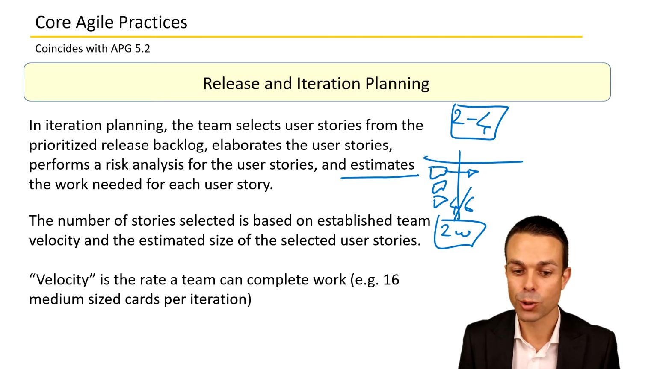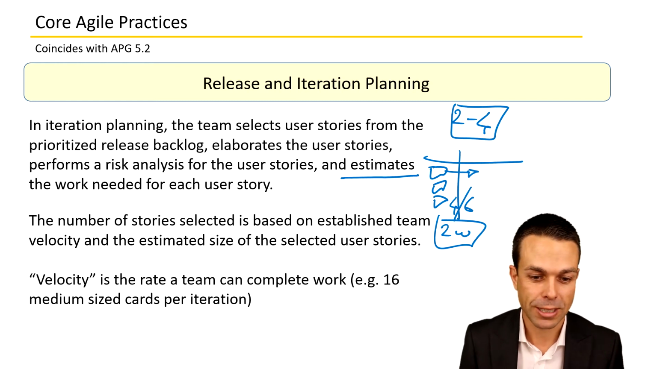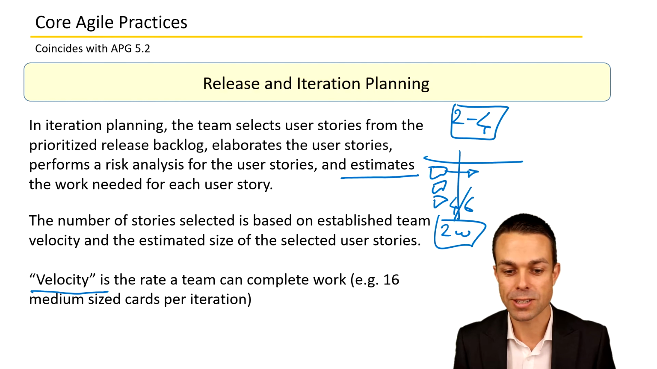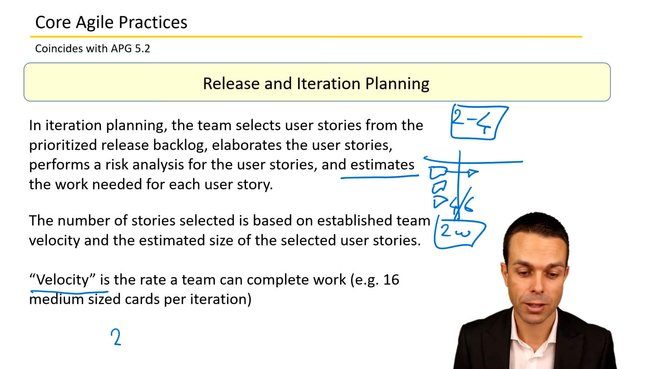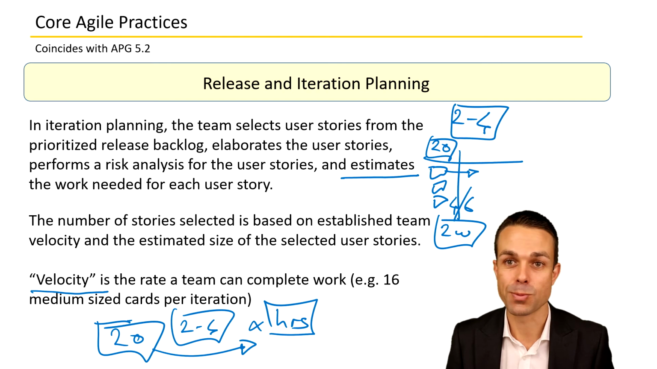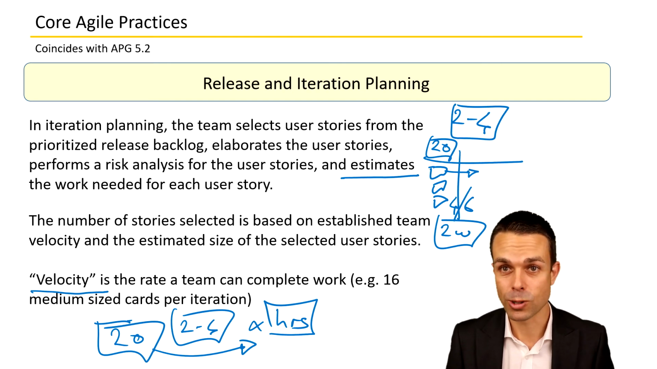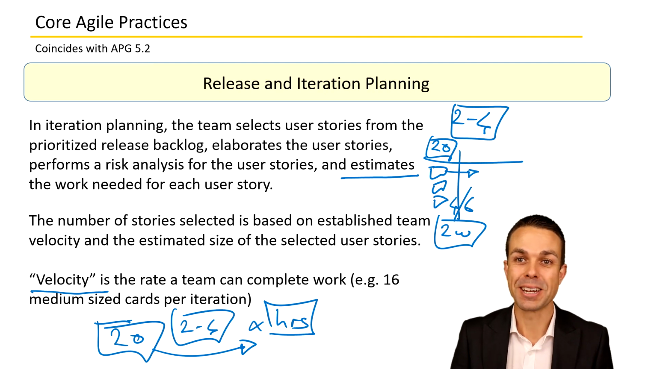Now, the number of stories selected is based on an established team velocity. So velocity is the rate at which a team can complete work. So maybe if you're doing points, maybe a team can complete 20 points per iteration of 2 to 4 weeks. We take those 20 points and we assign the cards based on how much we do believe we can get done, which is our team velocity. And thus the work begins. And that is release and iteration planning.